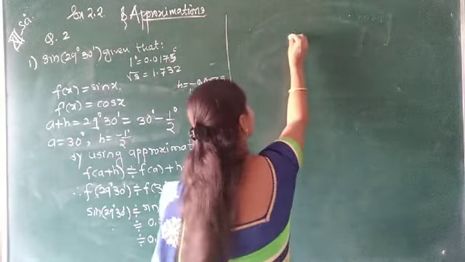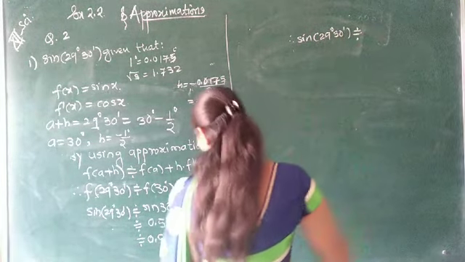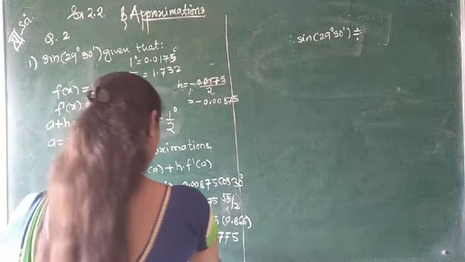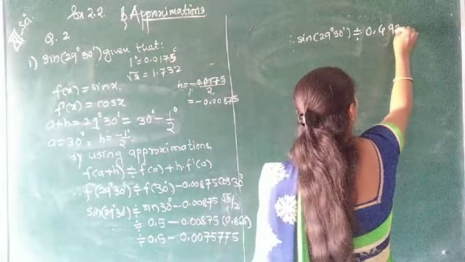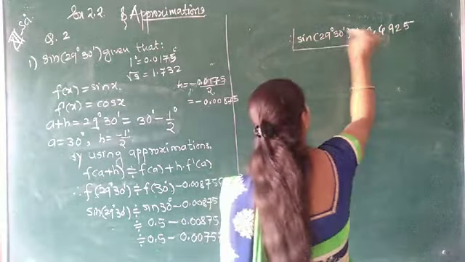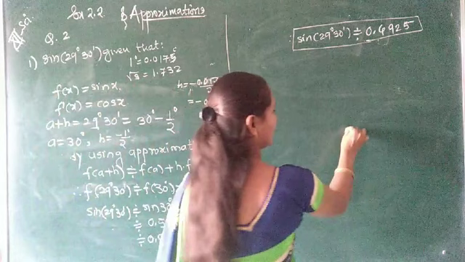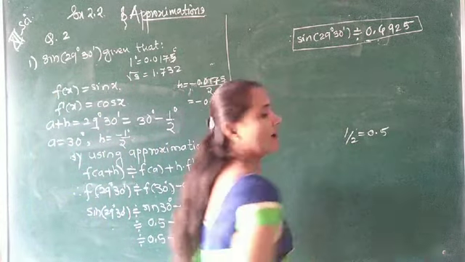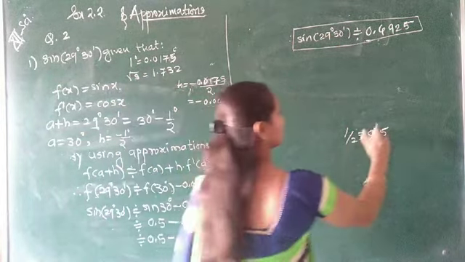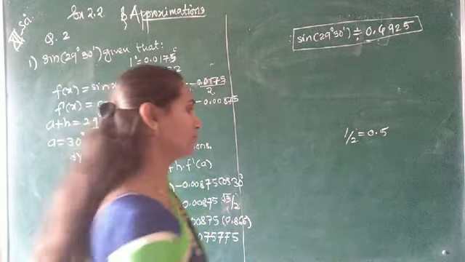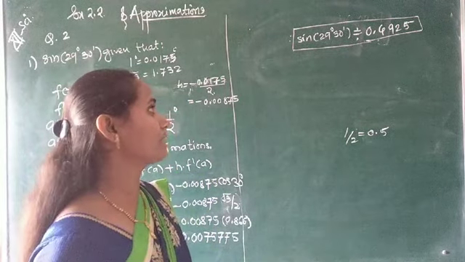Since sin 29 degree and 30 minutes is approximately equal to 0.5 minus this 0.0075775, that is 0.4925. Now look here. We know the value of sin 30 degree is 1/2, which is 0.5. But this angle is less than 30 degree, so this value is less than 0.5, near equal to 1/2. Since the value of sin 29 degree and 30 minutes is 0.4925.